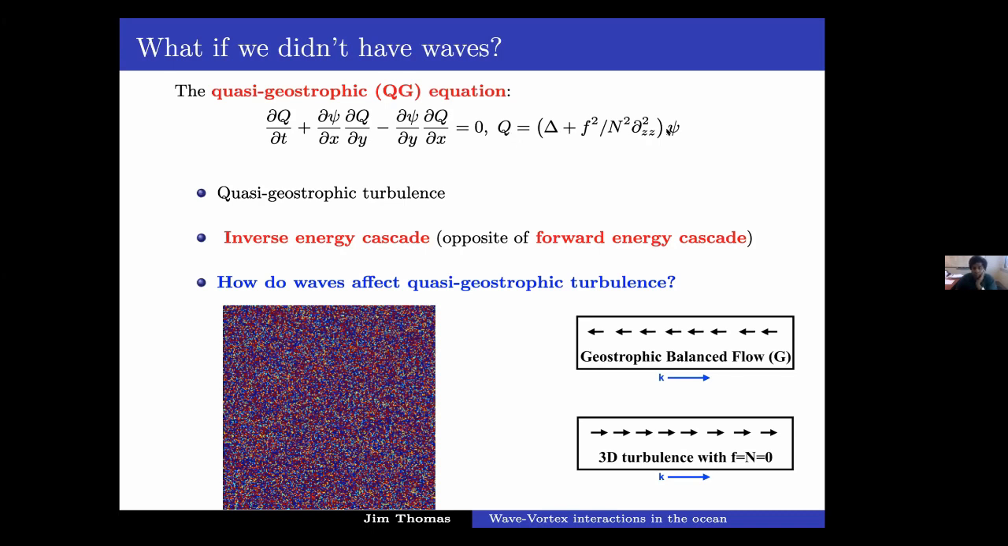Q is related to the stream function by this relationship. You can see here horizontal Laplacian and vertical derivatives involved. This is essentially a scaled 3D Laplacian. So if you set f = n, this is the 3D Laplacian.